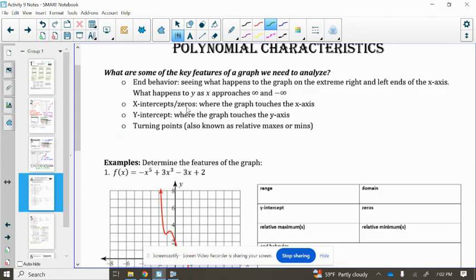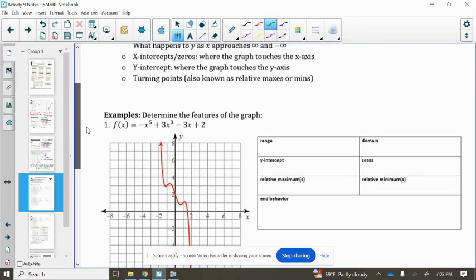We want to look for our x-intercepts or zeros, aka where they touch that x-axis. We want to look for the y-intercept, where it touches our y-axis, if it has one, and then some turning points, also known as our relative maxes or mins as well, and if there are multiple of those.